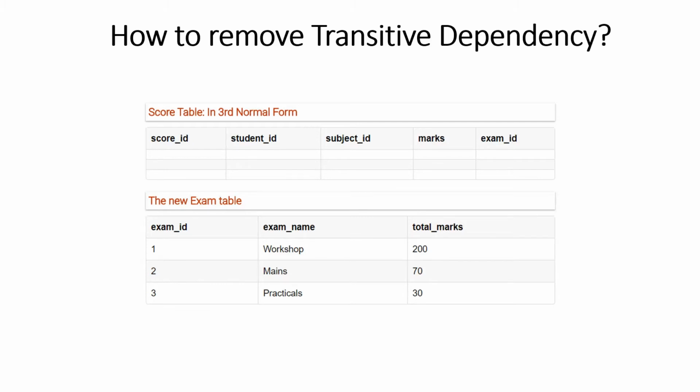Take out the columns exam name and total marks from the score table and put them in a new table, using exam ID wherever required. And here is our original table with exam ID. Exam ID is a foreign key here, which connects the two tables together.